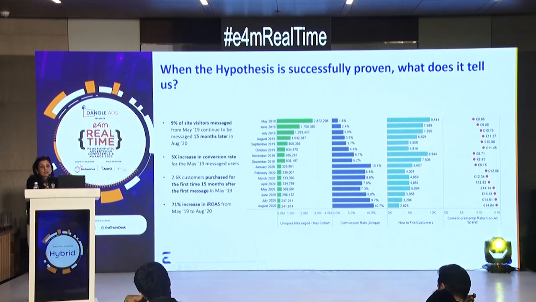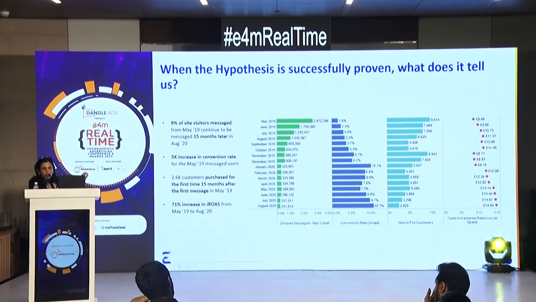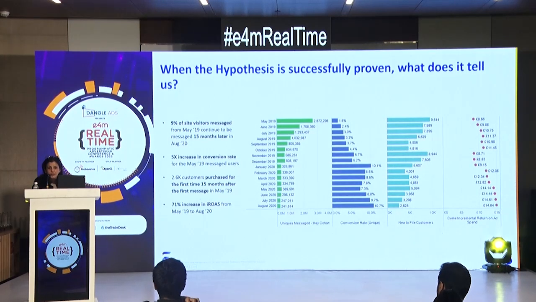In the third column, you're able to see new-to-file customers. Now, because you can identify who your existing customers are, you're able to run more robust new customer acquisition programs. And the third one is the gold star for us, which is what our clients measure us on, IROAS, incremental return on ad spend. So while you have this decrease in the number, you have a significant increase in the incremental return on ad spend. So as an overall channel, over a 12-plus month period, you have been able to successfully increase that incremental return on ad spend.